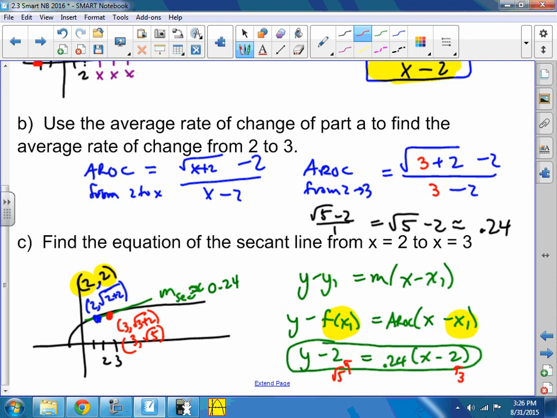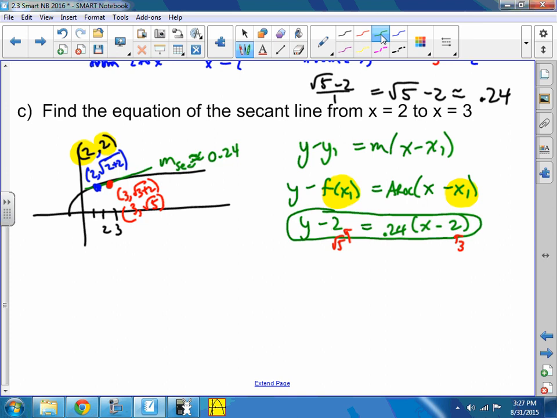Actually, it's the same answer in the end if you put them both into y equals mx plus b. Speaking of which, let's go ahead and do that. I'm going to keep the green there, not the red. I'm going to distribute the 0.24 in. So now it's 0.48, and I'm going to move that 2 over. So it's y equals 0.24x plus 1.52.